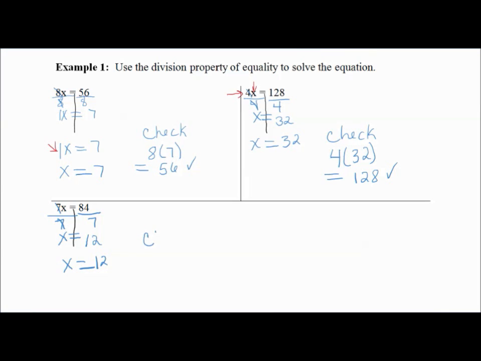If I want to check my answer, I'll replace the x with the 12 from the original equation. And if it's correct, it should equal 84. Well, if you multiply 7 times 12, it does indeed give you 84. So that means that my solution is correct. And that's my final answer.